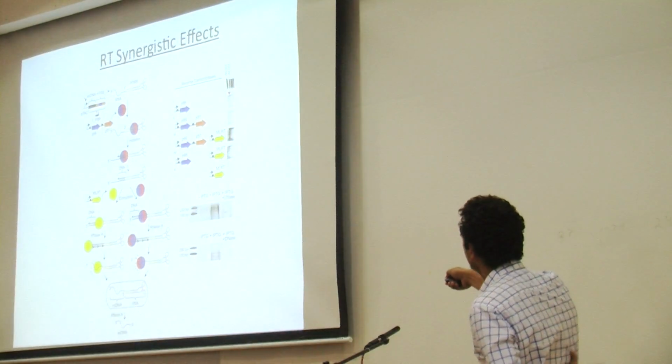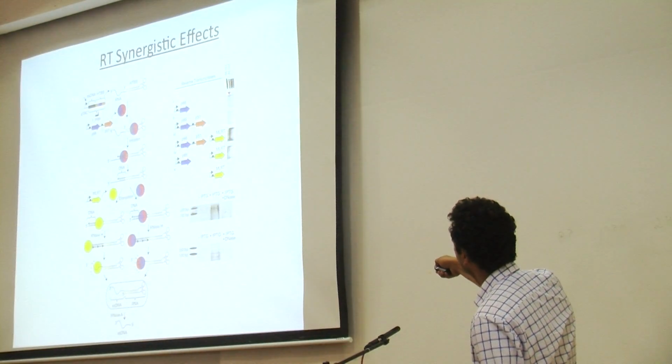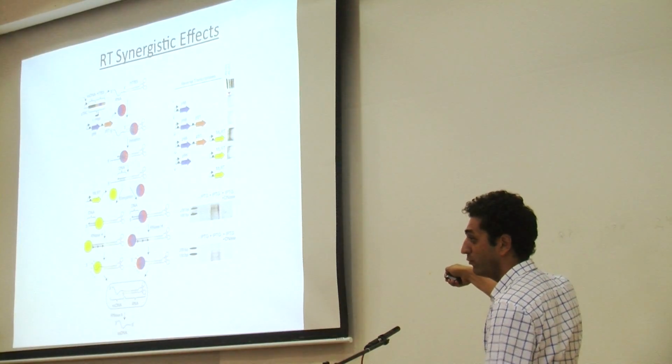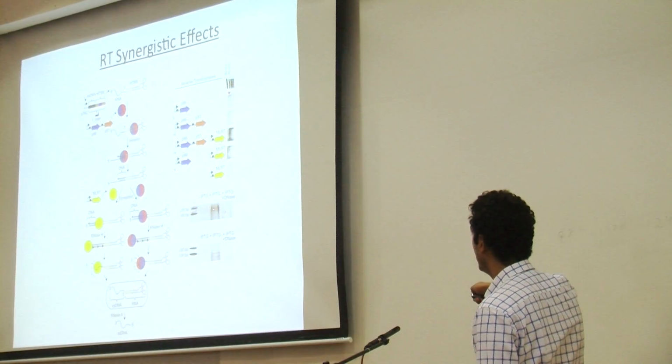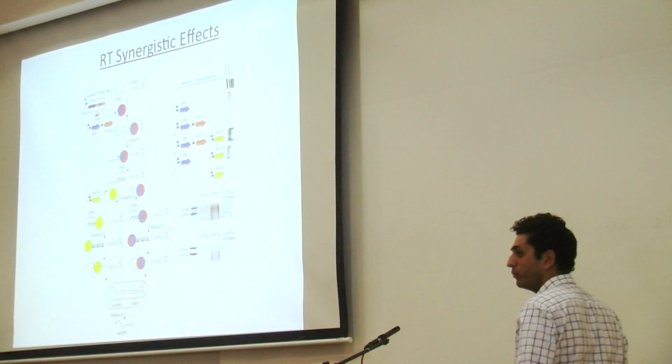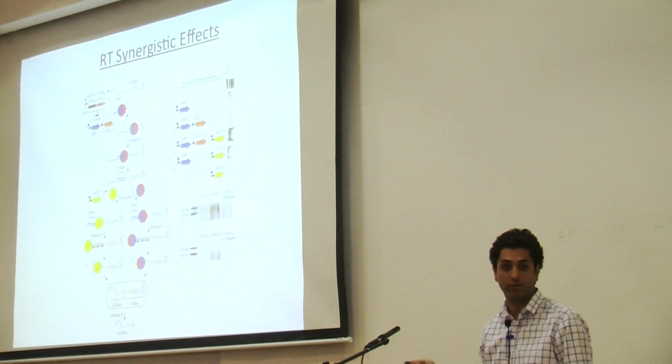Since everything is genetically encoded, you can control it with a sensor like the one I described before, with lights or small molecules. In this case, it's IPTG. If you have the IPTG, you will express the single-strand DNA. If you don't have IPTG, you will not have single-strand DNA.